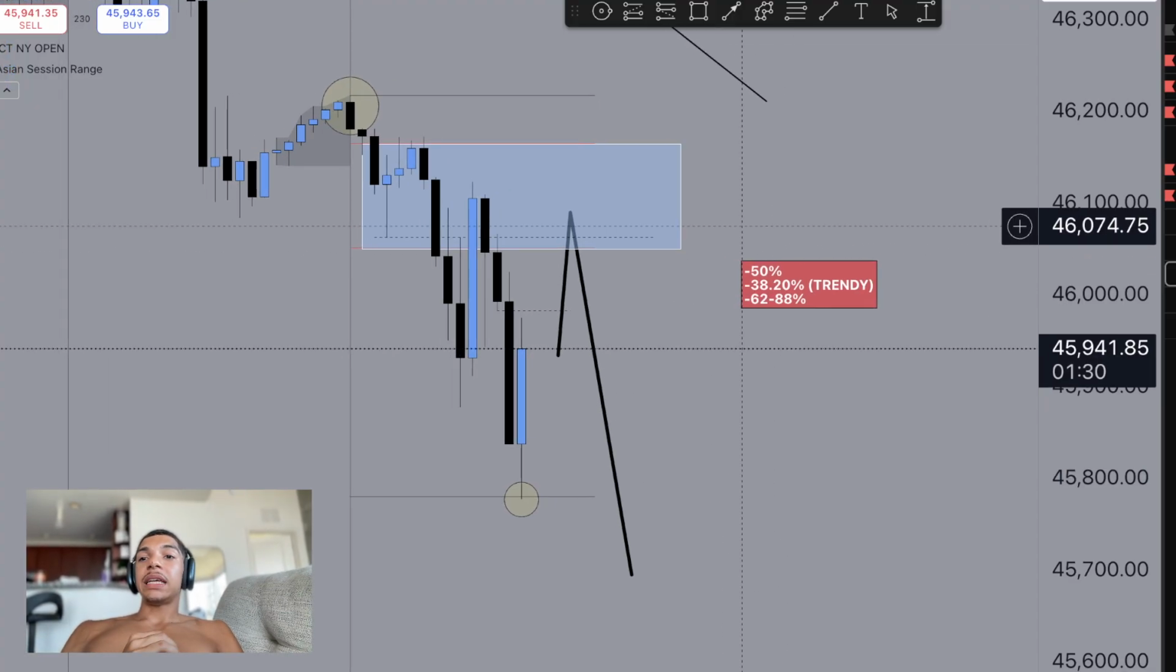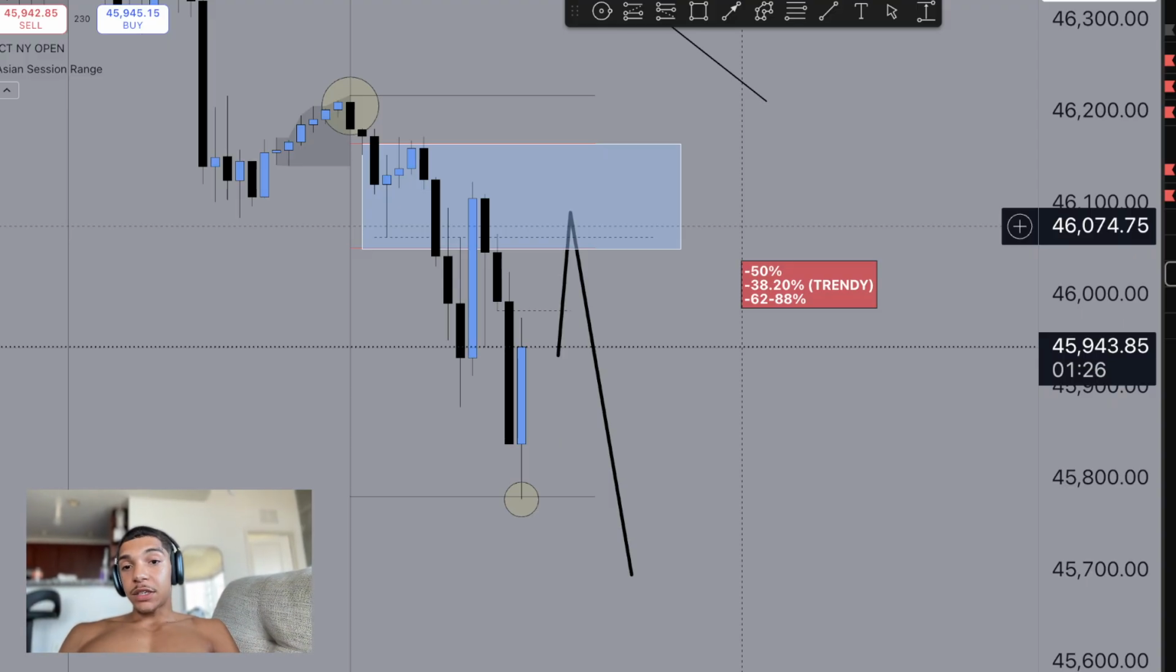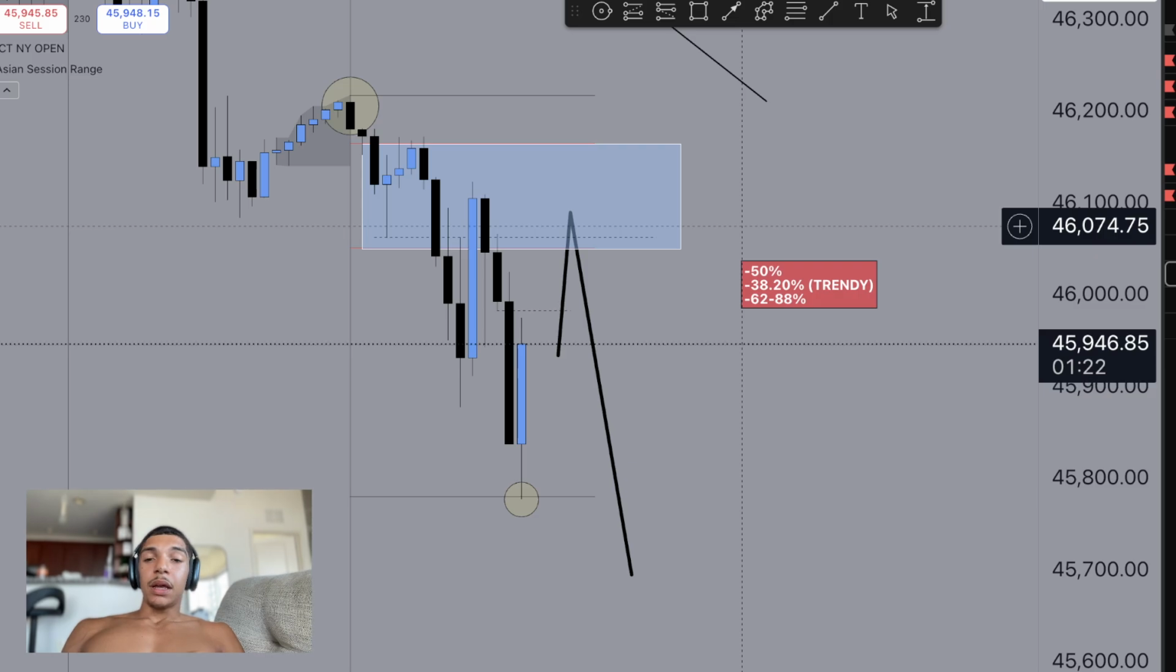The fib is not a secret tool. All it does is give you an area to pay attention to. Why are you paying attention to this area? Because you're looking for the areas to buy at the lowest price and the areas to sell at the highest price. That is what the Fibonacci is for.